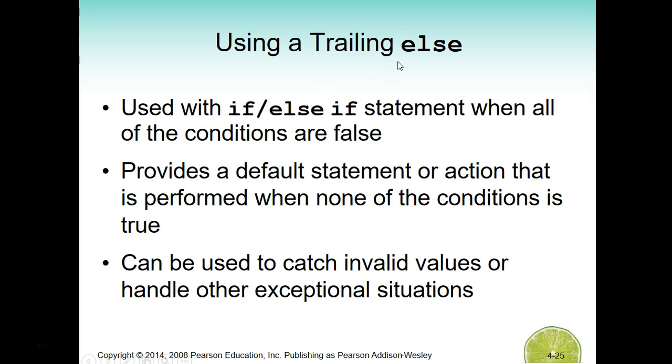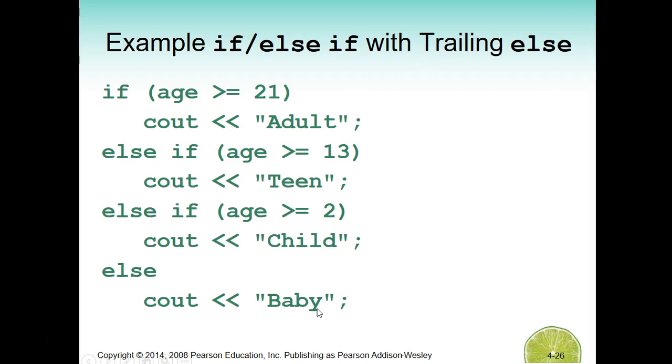That's called the trailing else. It's used with an if-else if statement when all the conditions are false. It gets to the trailing else. It provides a default, basically: if nothing else passes muster, then this is what's going to happen. You can use it to catch invalid values or to handle exceptions. Here's an example. If age is greater than or equal to 21, adult; greater than or equal to 13, a teen; greater than or equal to 2, a child; and if it fails all of those others, then it's going to be a baby. So this is the trailing else.